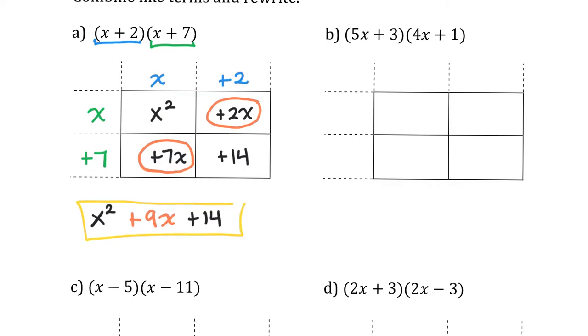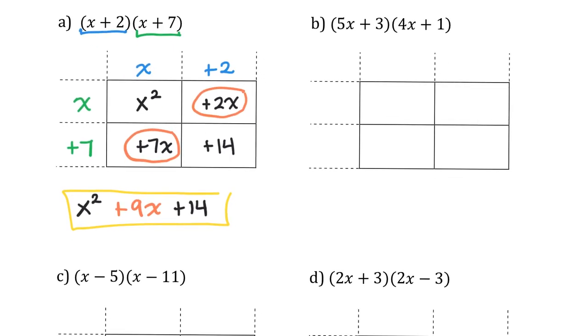And let's go ahead and try the next one. I'm going to do it the same way. Okay, I'm doing 5x plus 3, so I'm going to line that up along one of the sides. It does not matter. I could do it along the height or the top. Okay, times 4x plus 1.